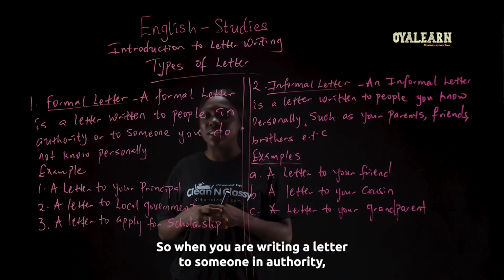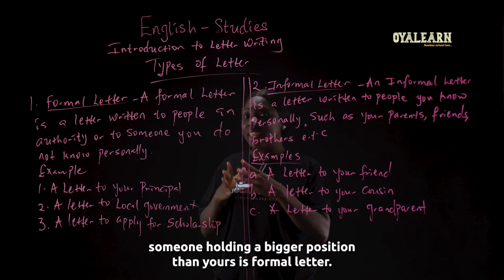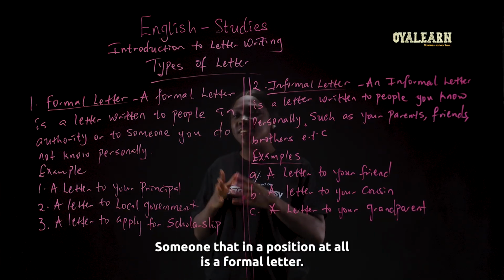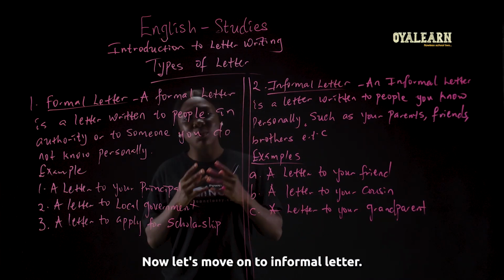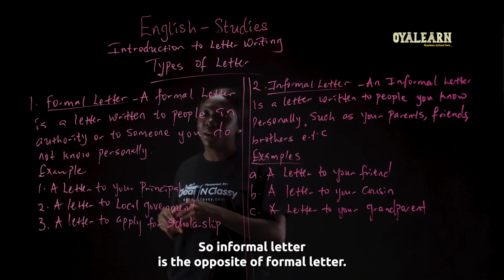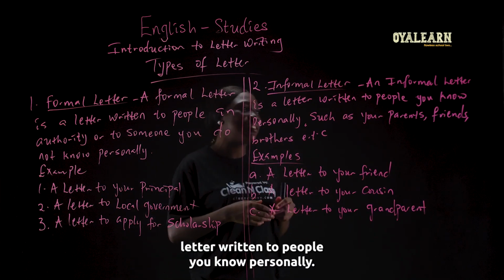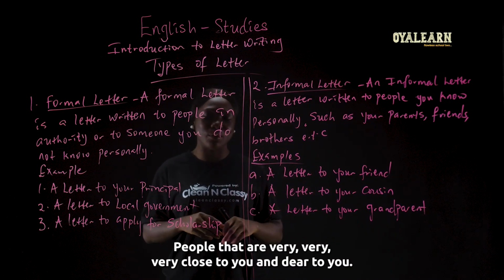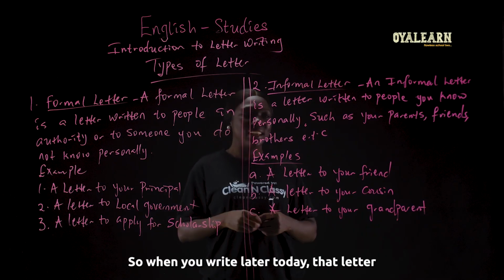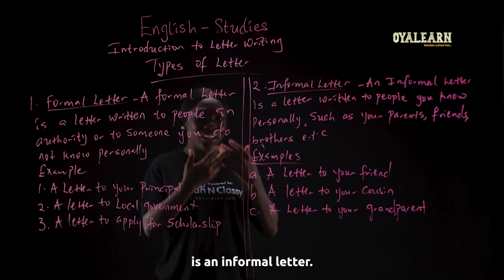So when you're writing a letter to someone in authority, someone holding a bigger position than yours, or someone holding a position at all, it is a formal letter. Now let's move on to informal letter. An informal letter is the opposite of formal letter. An informal letter is a letter written to people you know personally, people that are very, very close to you and dear to you. You know them. So when you write a letter to them, that letter is an informal letter.